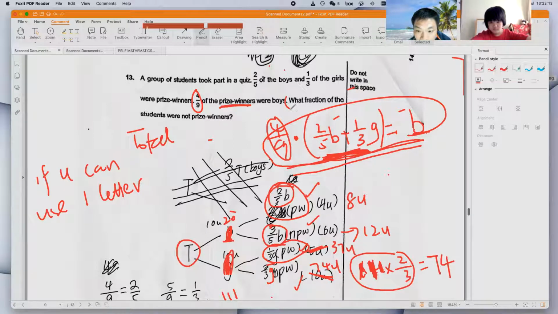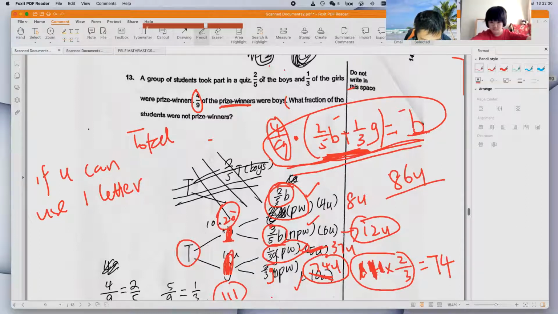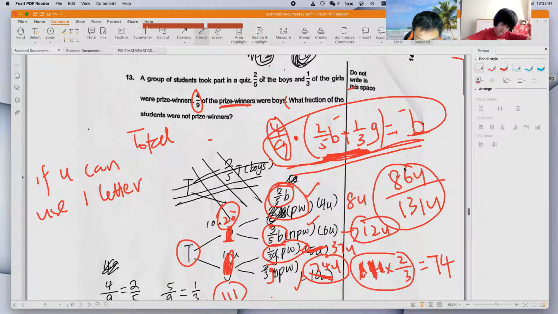Okay, so just pick from here. What fraction of the students were not prize winners? Not prize winners, so it's this one plus this one. That will give you 86 units. So 86 units over total. Total is 111 plus 20 is 131. Can you help me out using a calculator? 86 over 131. Yeah, that's the answer. So this is the way to do this question.